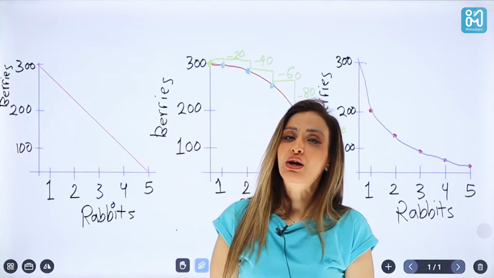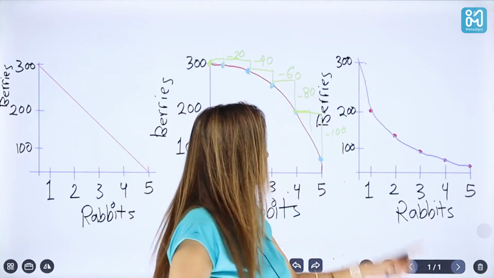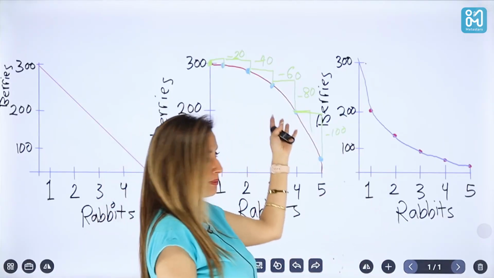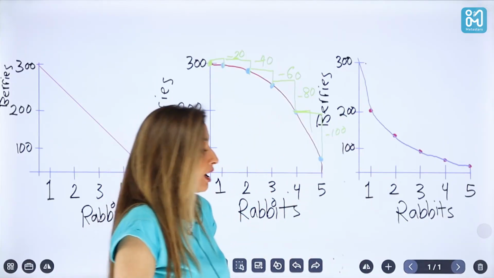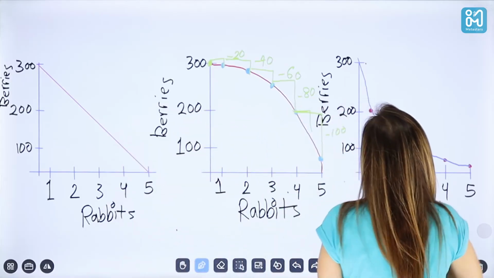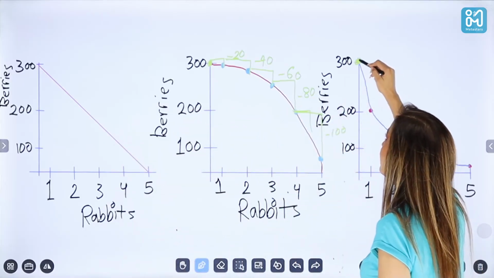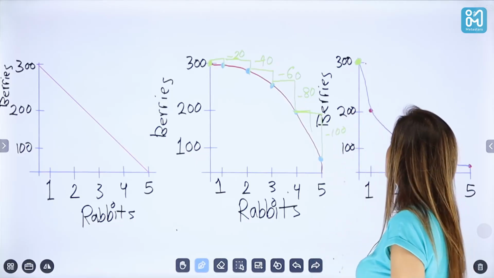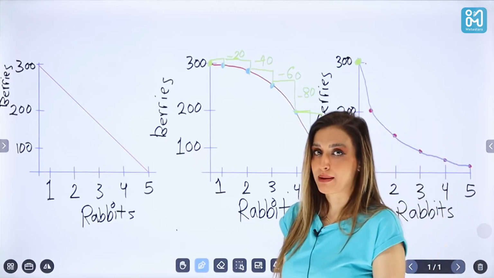But what about decreasing opportunity cost? Let's look at the same case, rabbits with berries. Here, as you can see, guys, I already have 300 berries in my basket. And then I decide to catch 1 rabbit.